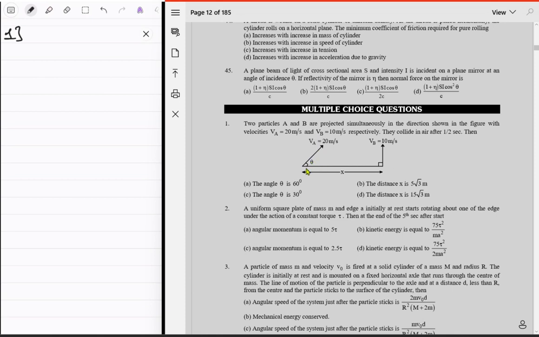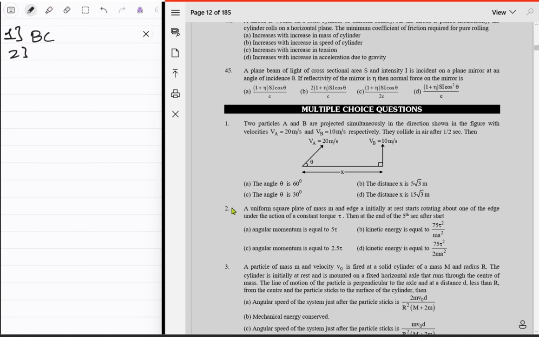This is going to be 20 square root of 3 in that case. Wait, no, 10 square root of 3, of course. So that's 10 square root of 3, and they collide in half seconds. So 10 square root of 3 times half, which is just 5 square root of 3 is x. So x is 5 square root of 3. मतलब कि B is correct and C is correct. ये तो मुझे लिखने की जरूरत भी नहीं पड़ी, तो काफी easy था.